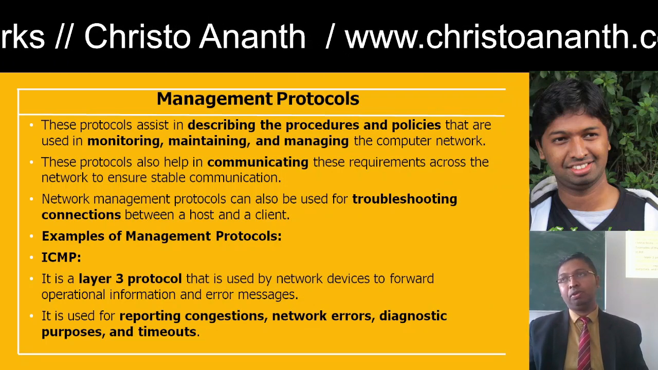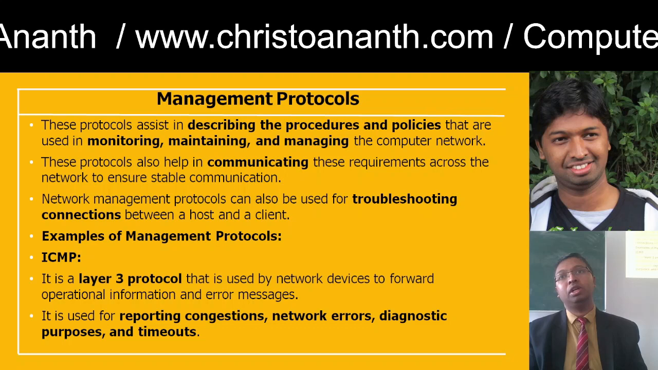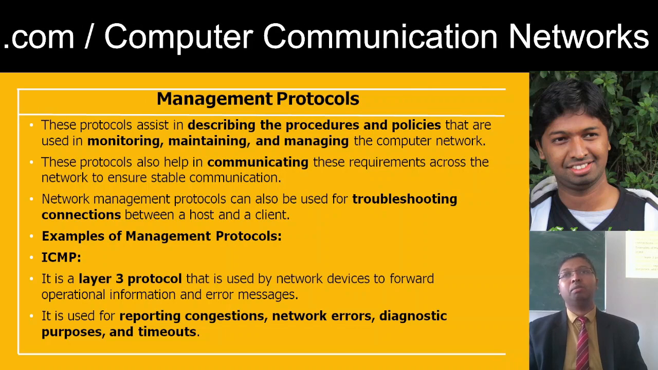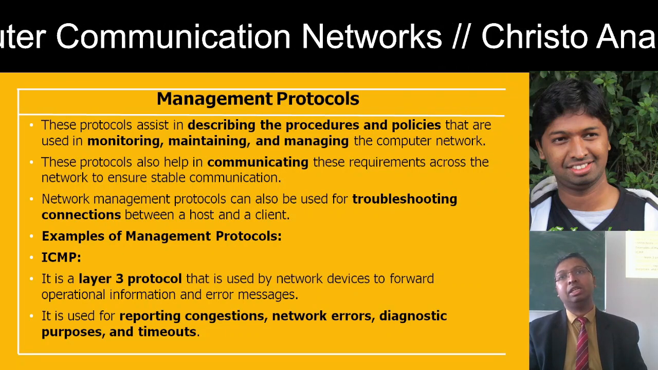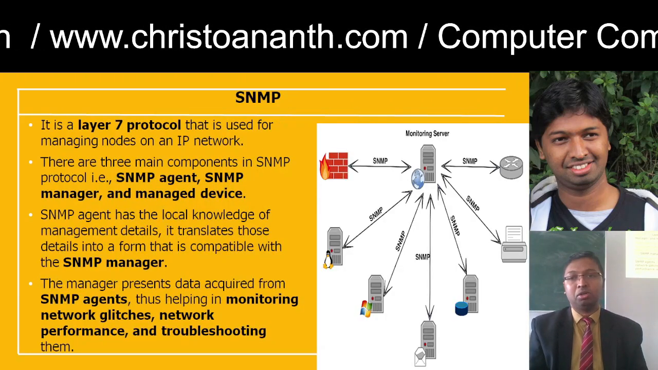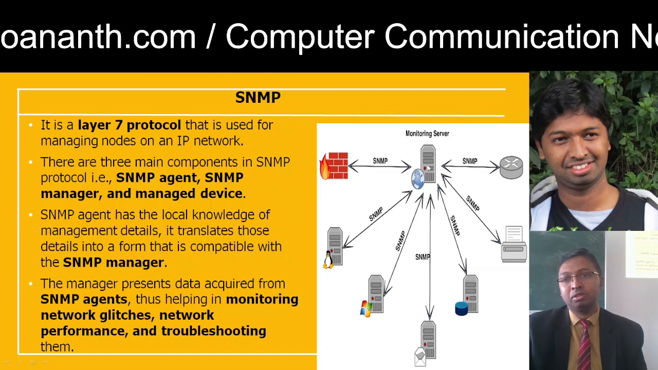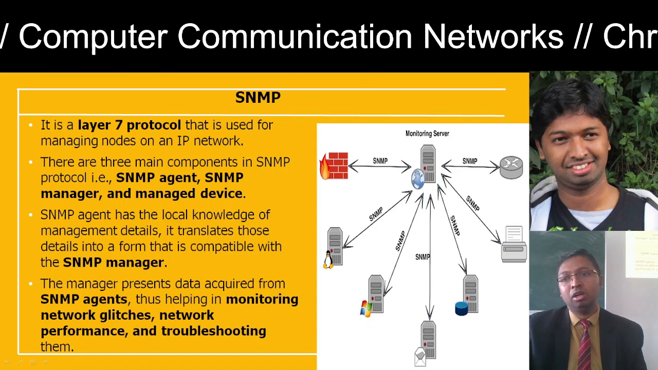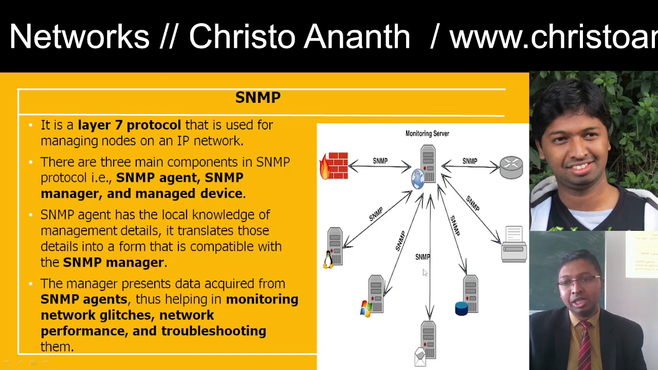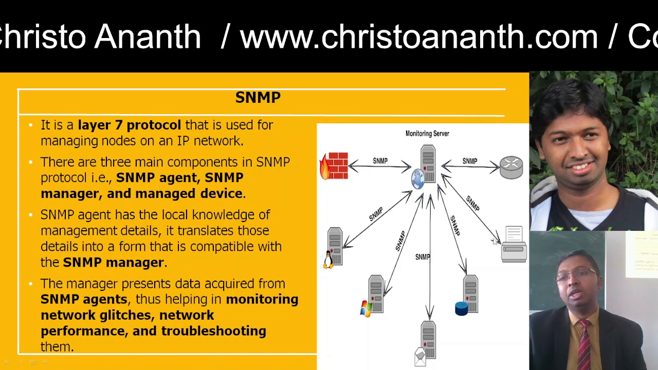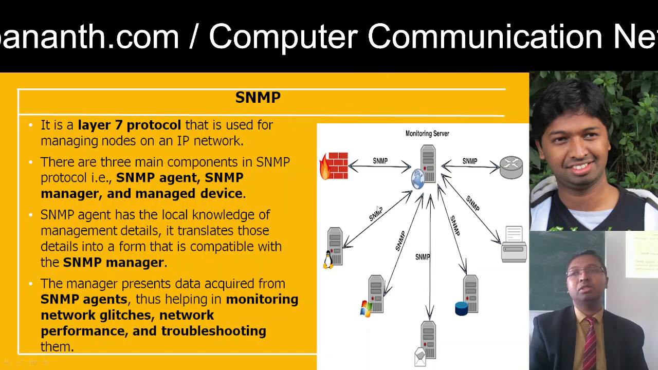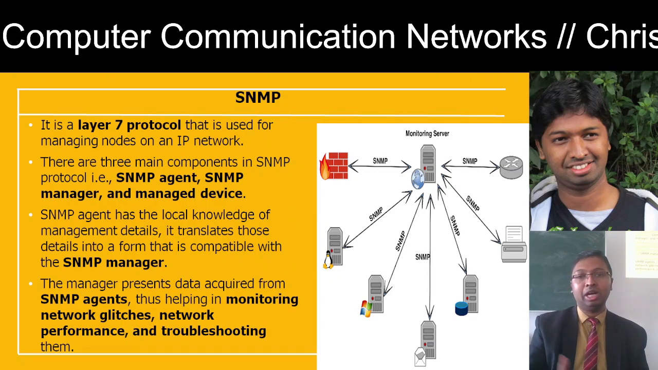For example, if there is any congestion in the network and you have to report the congestion, network errors, diagnostics, or timeouts, you can go with ICMP, Internet Control Message Protocol. Then we have SNMP, Simple Network Management Protocol. You'll have the monitoring server, which is expressed in the case of firewalls and routers even. With mobile devices, Windows, mails, and apps, you can use Simple Network Management Protocol to control them. It's a layer 7 protocol. You can manage the nodes on an IP network.